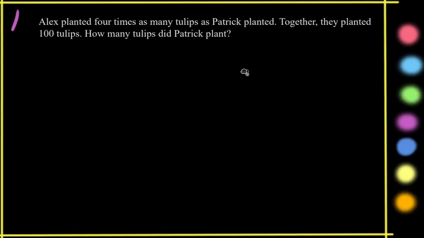This one says Alex planted 4 times as many tulips as Patrick planted. So Alex planted 4 times as many as Patrick. So this is 4 times as much. And together they planted 100 tulips. How many tulips did Patrick plant?